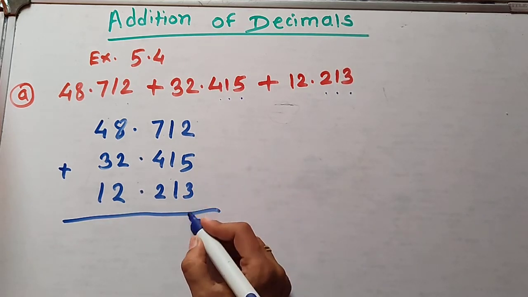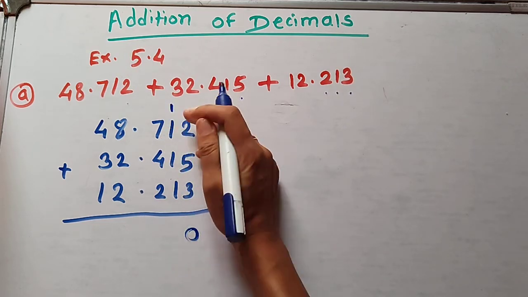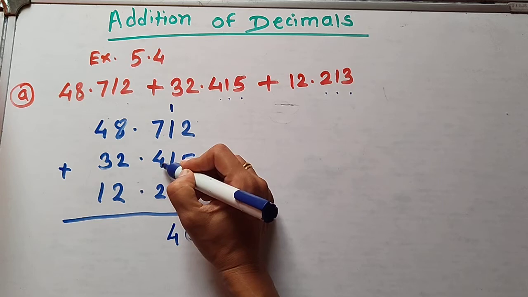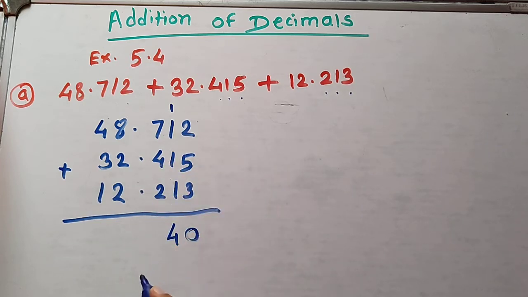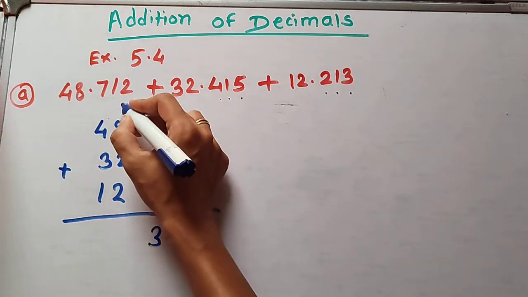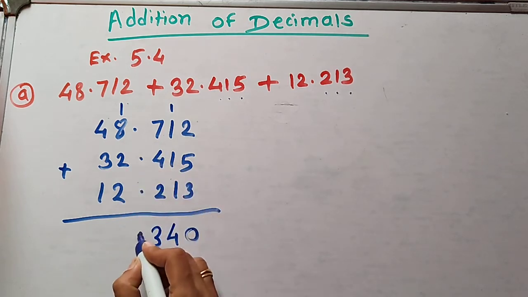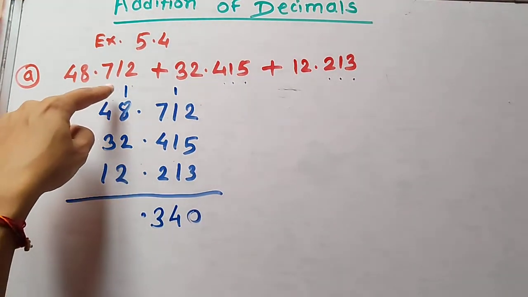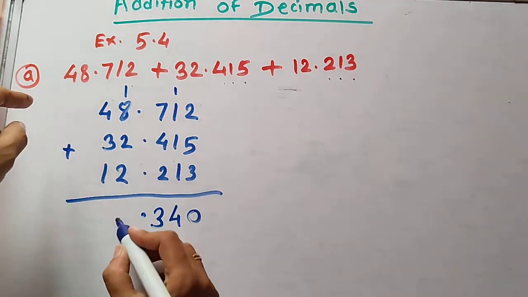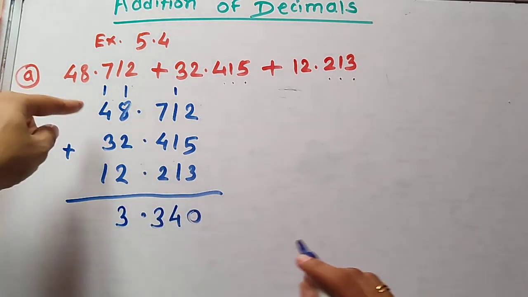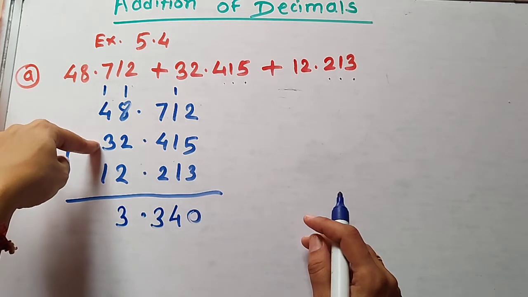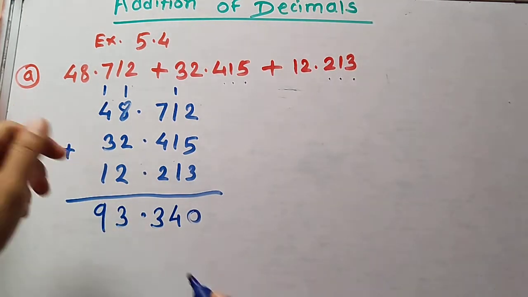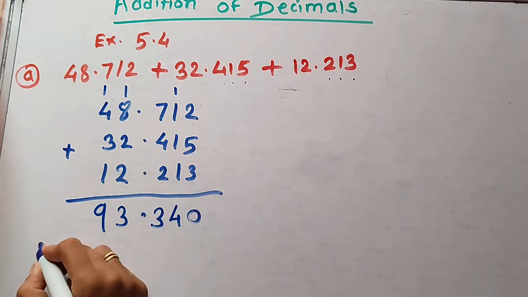5 plus 2 is 7, 7 plus 3 is 10, 1 carry over. 1 plus 1 is 2, 3, 4. 7 plus 4 is 11, 11 plus 2 is 13. Okay, so 1 carry over and put the decimal point here. So 8 plus 2 is 10, 10 plus 1 is 11, 11 plus 2 is 13. Again 1 carry over. 4 plus 3 is 7, 7 plus 1 is 8, 8 plus 1 is 9. So here we get the answer.